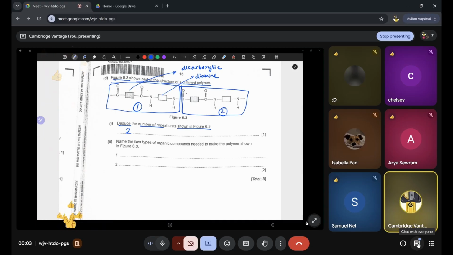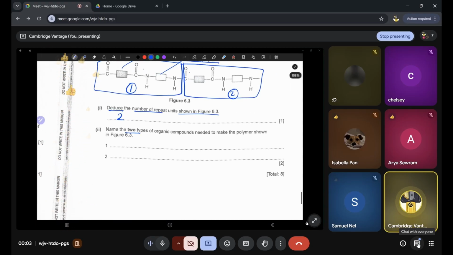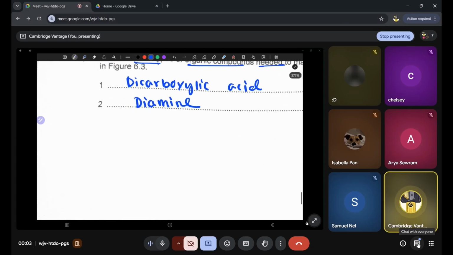All right, thank you very much. And then name 2 types of organic compounds needed to make the polymer shown. And I have already answered this. So dicarboxylic acid and diamine. Now this is for polyamides.